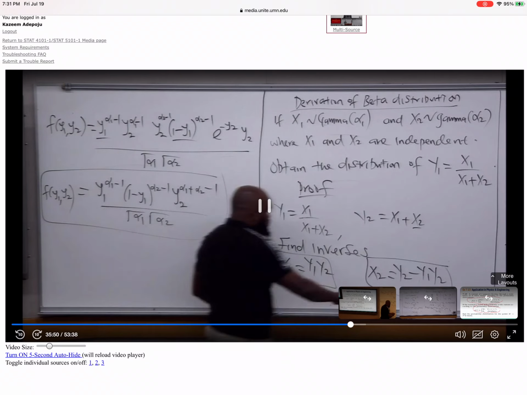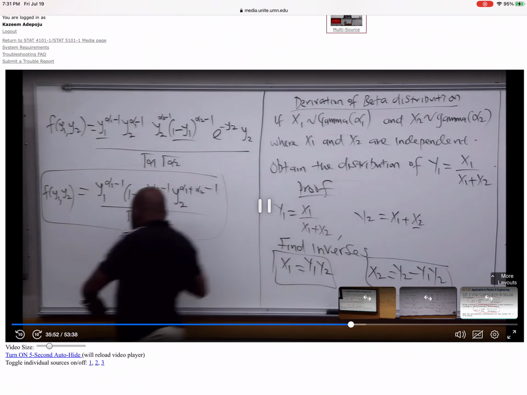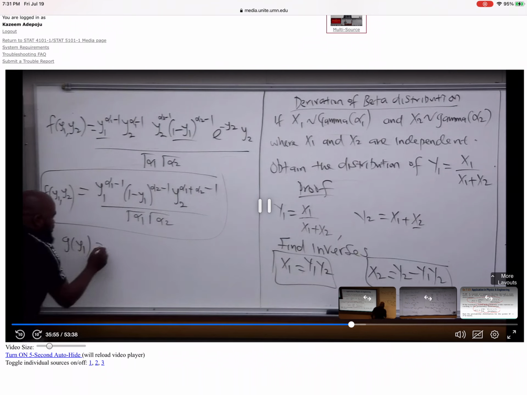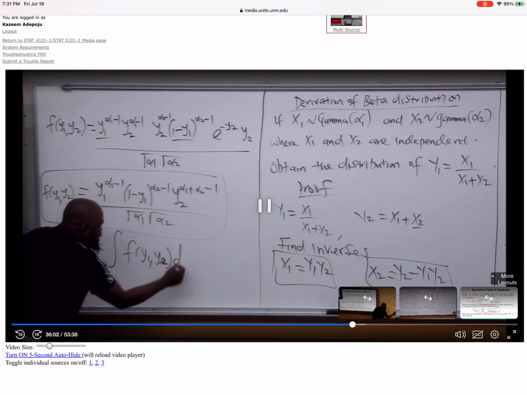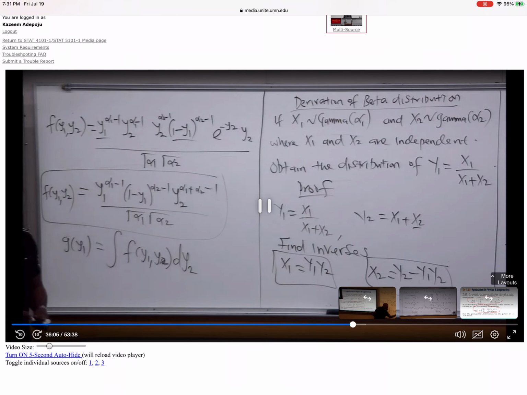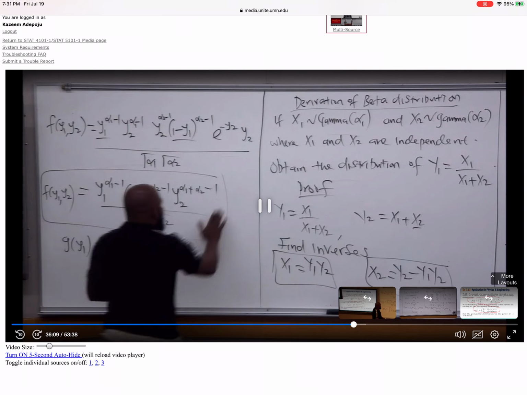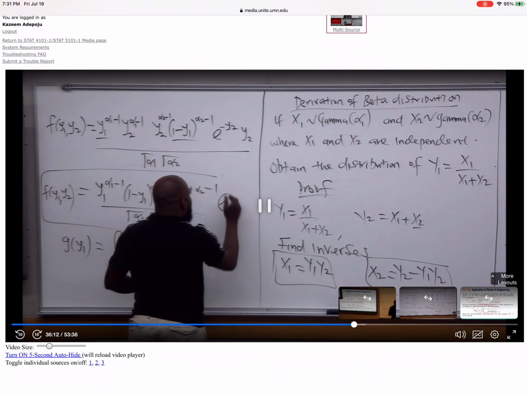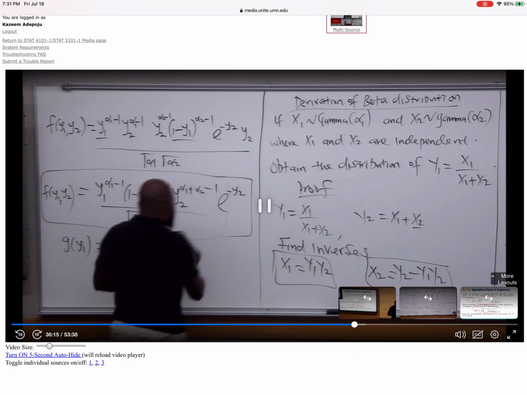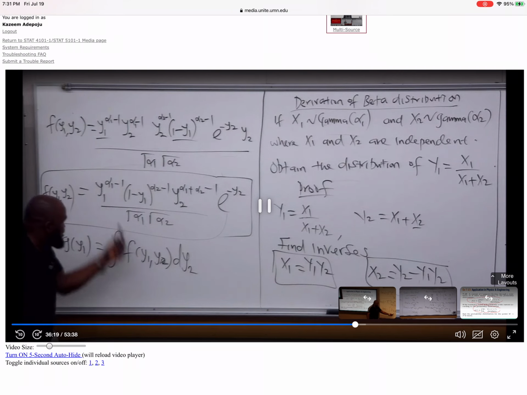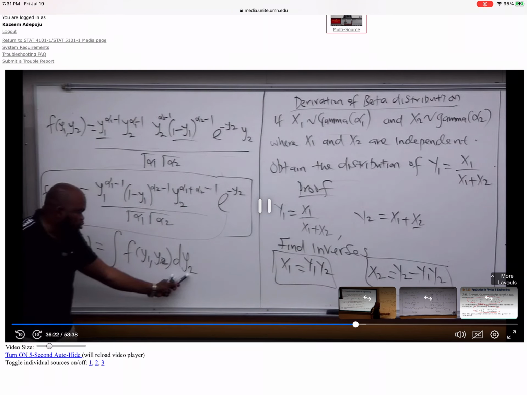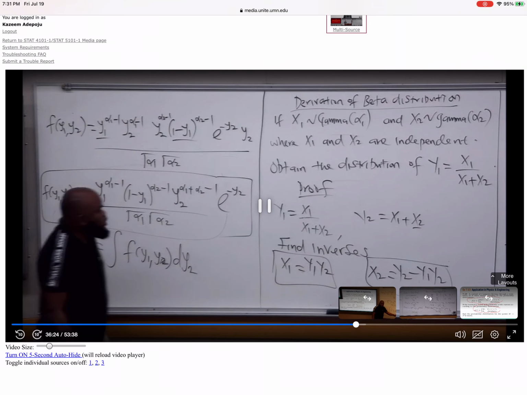Okay, if I'm looking for g of y1, what am I going to do? I'm going to integrate this guy with respect to the variable I'm not interested in. Did you have the e to the negative y2? Oh, yeah, you're right, this one here. Sorry, my bad. So that means we're following it. Now I want to integrate. If I want to integrate this with respect to y2, I have to use the range of y2.